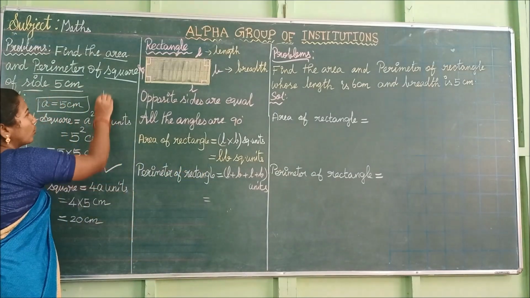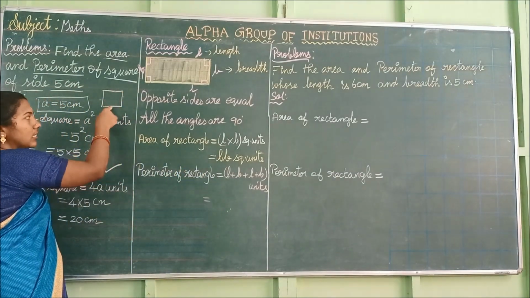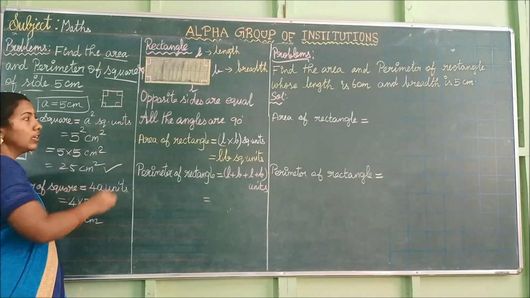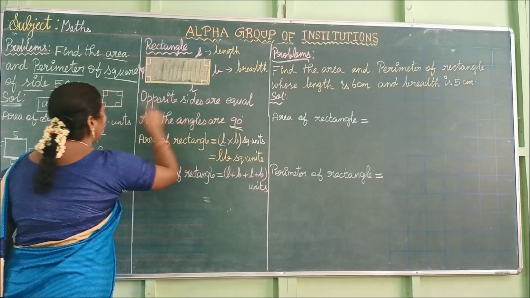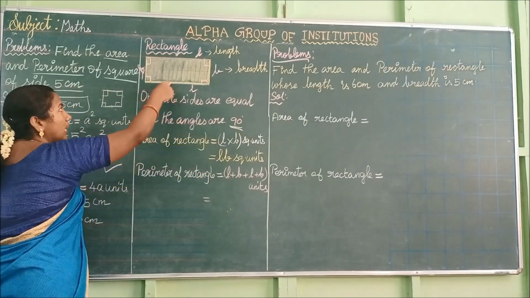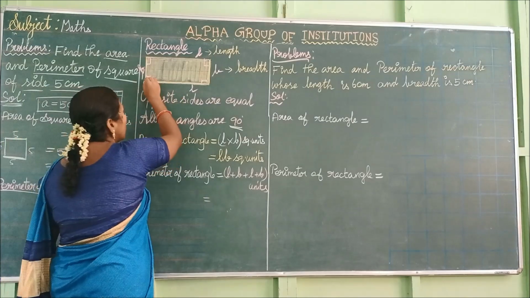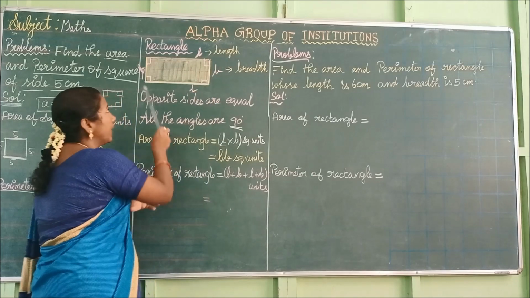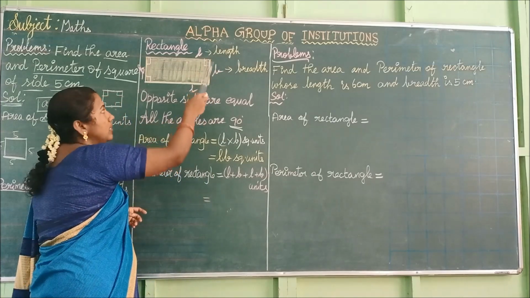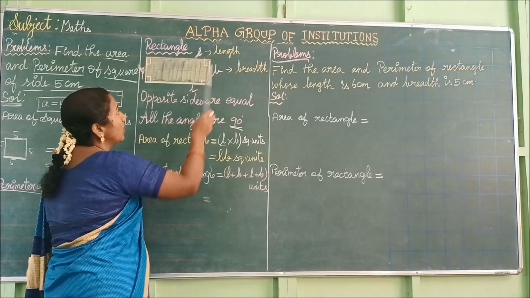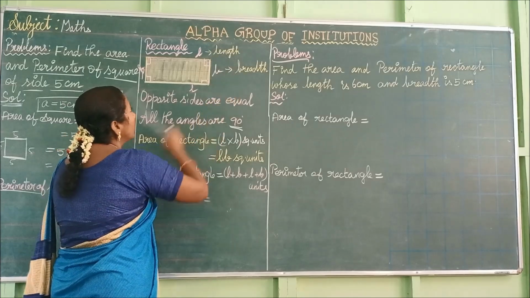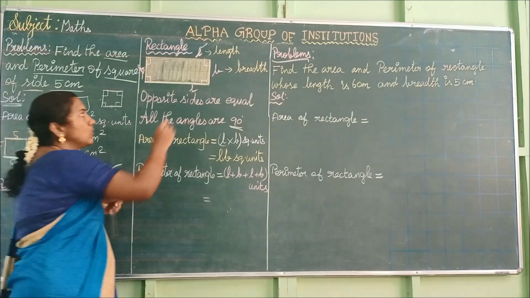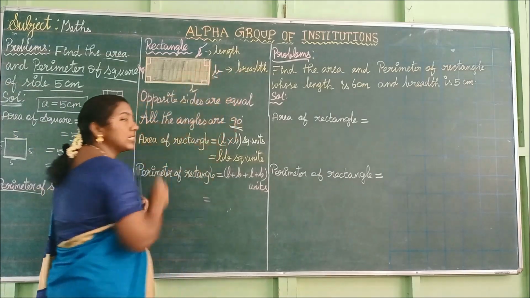In case of square, all the sides are equal and all the angles are 90 degrees. Here also all the angles are 90 degrees, but only the opposite sides are equal. So this is said to be length and this is said to be breadth. This side is said to be length and this is said to be breadth. Shortly, instead of writing length, we use the symbol small l for representing length and small b for representing breadth.